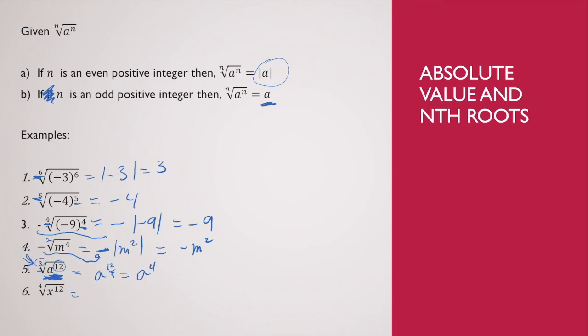Next, I have the 4th root of x to the 12th. That's going to mean the absolute value of x cubed, because 12 divided by 4 is 3. I'm going to take the absolute value. And I'm going to leave the bars here because if x was negative, then x cubed would be negative, and if x was positive, x cubed would be positive because it's a cube.